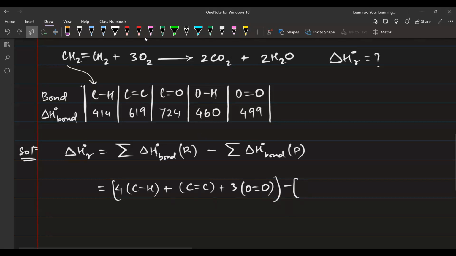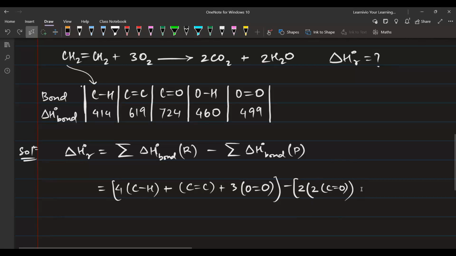In CO2, how many C double bond O are present? 2. Yes. And how many CO2 are present? 2. So we have 2 into 2 C double bond O. Complete explanation is there. Make sense? Yes, sir. We have 2 CO bonds in 2 CO2.